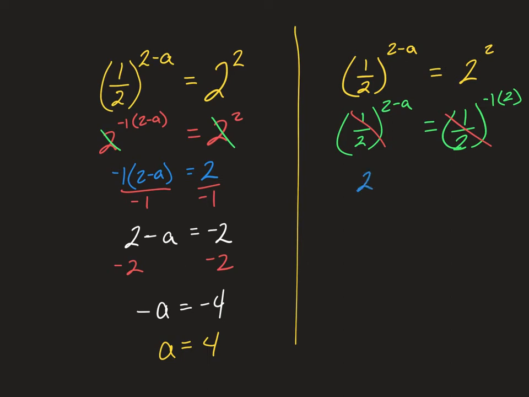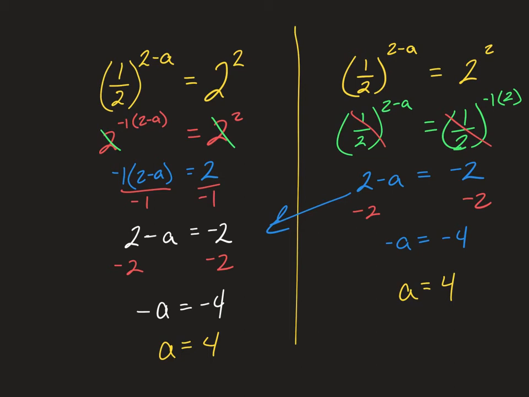So we end up with 2 minus a equals negative 2. Sounds familiar, right? Same exact thing. Going to move the 2 over to join the negative 2. So now I'm stuck with negative a equals negative 4. So therefore a equals positive 4. 2 ways of doing the same thing.